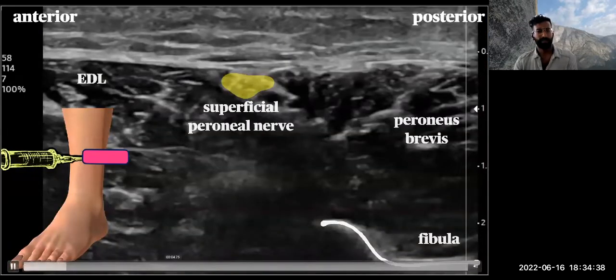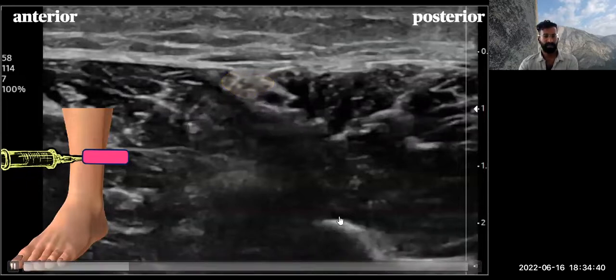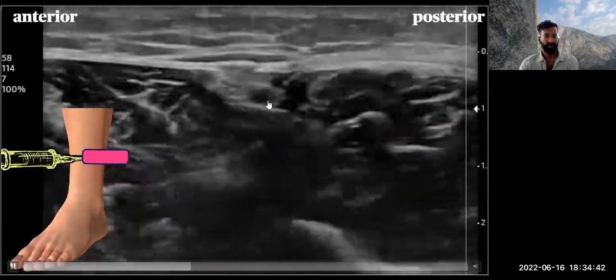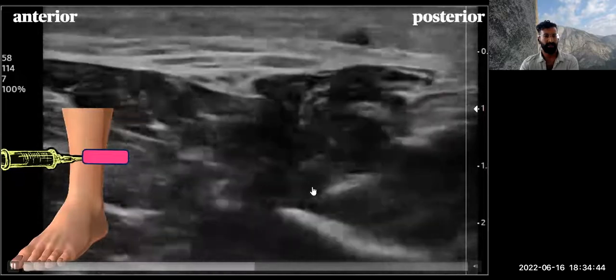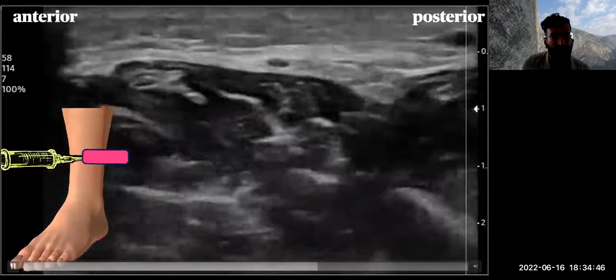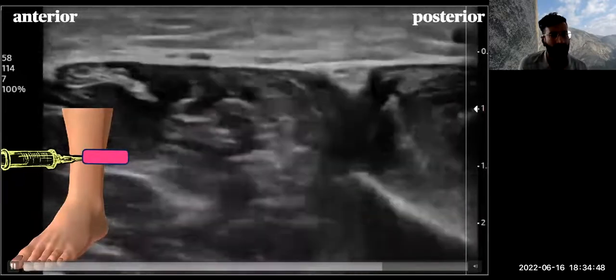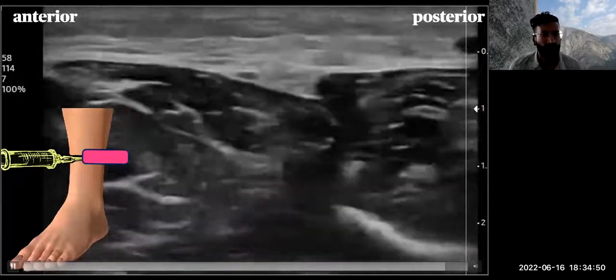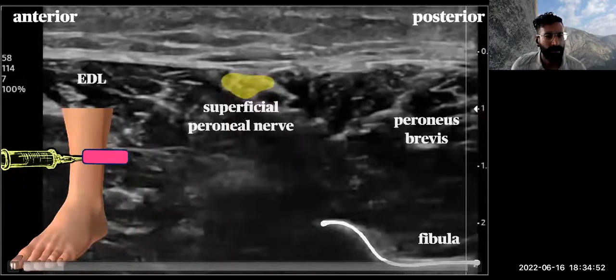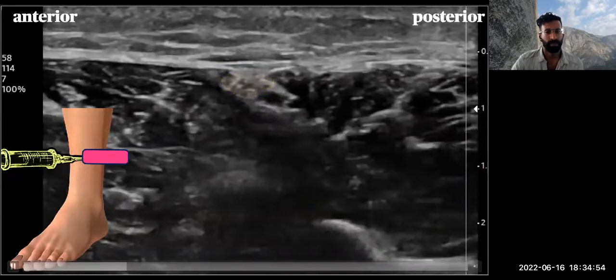And this is a nice little clip that demonstrates that. So we can see that intermuscular fascial septum. This is that triangular area with our superficial peroneal nerve, and we can now see it leaving and becoming superficial. I'll just play that quickly again.